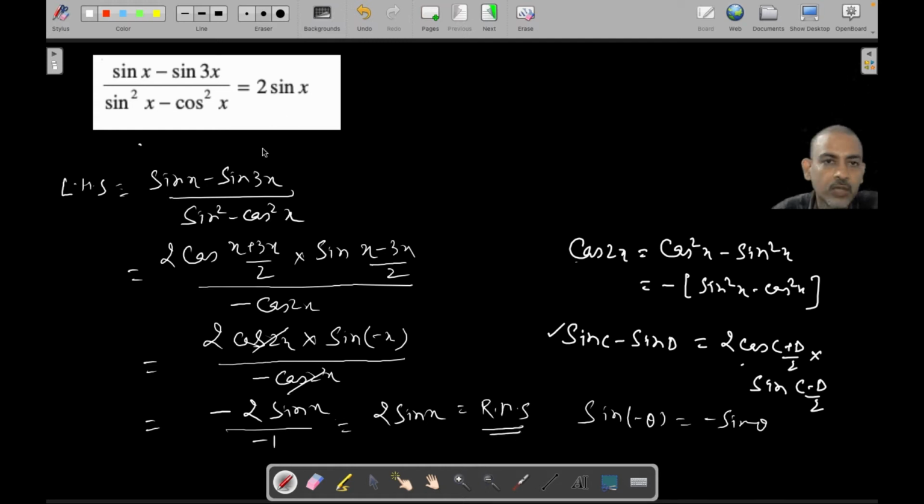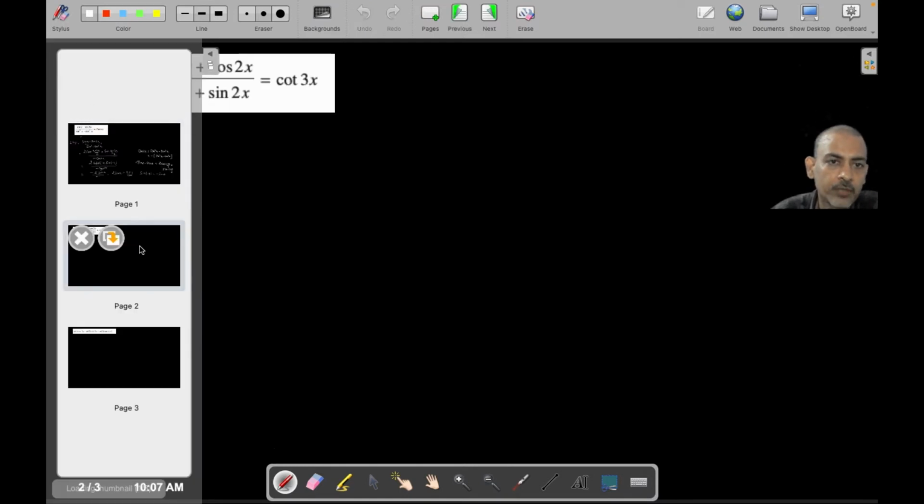Alright, so again, like previous examples, since the left side is a little more complicated, we start with this and try to reduce this expression to a more manageable form, which is on the right hand side. This is how we solve it. Alright, so let's go on to the next problem. What is my next problem?